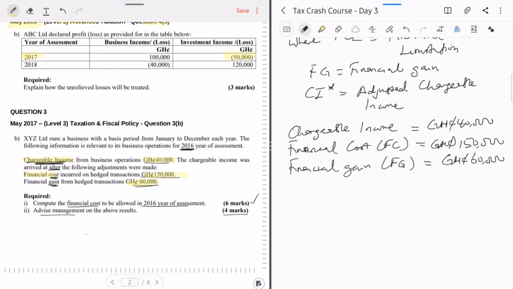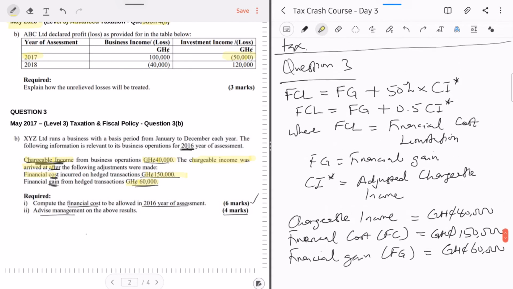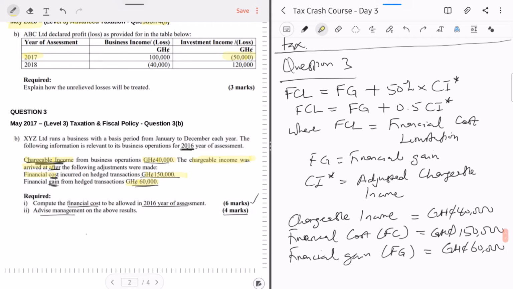Take note, the question said the chargeable income was arrived at after the following adjustments. So it means this chargeable income here is after adjusting for financial gain and finance cost. And adjusted chargeable income is what the law defines as the chargeable income of the person for the year calculated without including finance gain and cost. So it means we need to strip it from this. We need to add back and less respectively. So what must we do here? It's quite simple. We have something to work with, which is this relationship here.